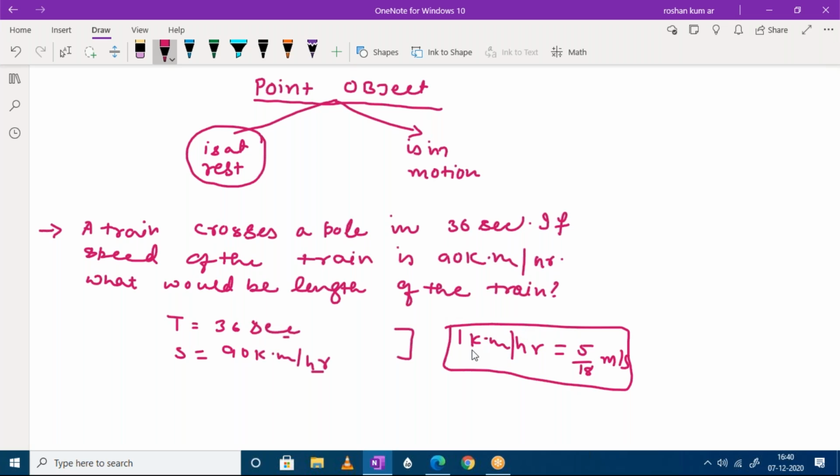Perfect. Before doing any calculation, remember this: you always have to match the units. So you have to convert this speed into meters per second so that your calculation will be done. Otherwise, converting this into hours will be difficult. S is equal to 90 into 5 by 18. This is 5, so this will become 25 meters per second.